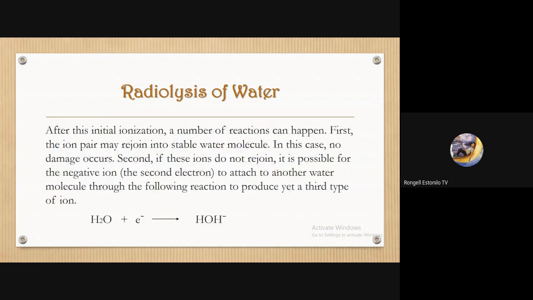And after this initial ionization, a number of reactions can happen. First, the ion pair may rejoin into stable water. Take note, pwedeng yung isang ion pwedeng mag-join sa water. Like for example, H2O plus the negative ion, so magiging HOH negative ion.